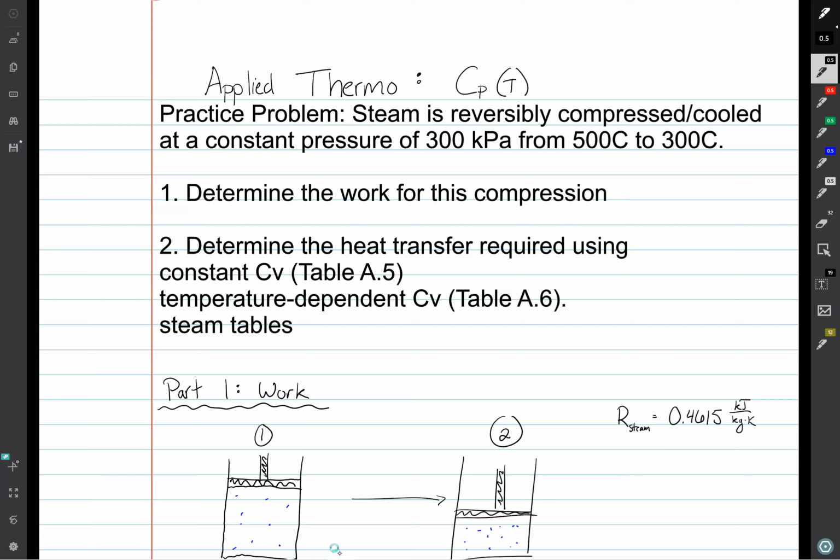So the scenario goes like this. We have steam, which is reversibly compressed and cooled. So it's going to a smaller volume. That's what we mean by compressed. And it's cooled from 500 C to 300 C at constant pressure. And we're asked two parts. First, to determine the work of this compression, and second, to determine the heat transfer required, using both constant heat capacity and a temperature-dependent heat capacity.